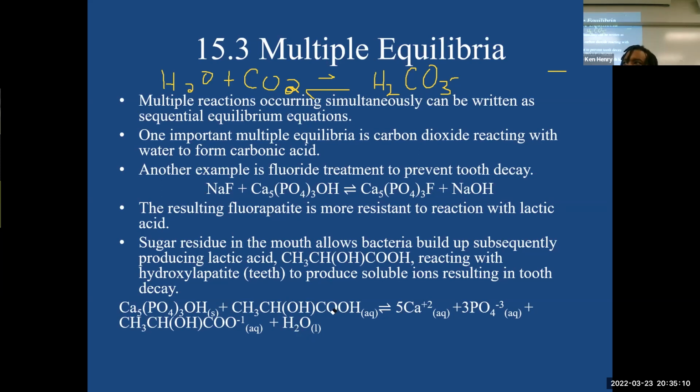Okay, so this guy isn't going to break down because of the fluoride. The fluoride binds it, keeps it intact, so you're not going to get this breakdown. But if you don't have that fluoride, this guy, which is what happens with tooth decay, is going to be broken down by the lactic acid that is produced by bacteria. As a result, you're going to get all of these forming. This is considered a multiple equilibrium because you have this first event happening, and then you have the second event also happening. Anything that isn't occupied by this reaction is going to be taking place by this reaction. Okay? Questions? Concerns?